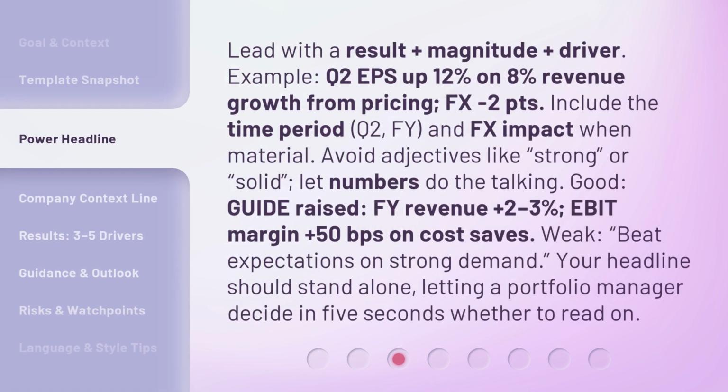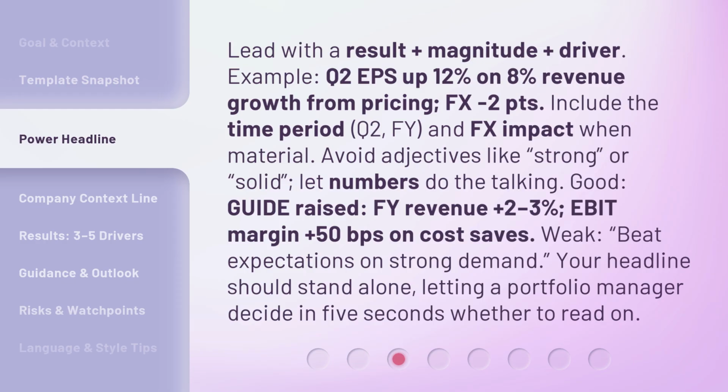Lead with a result plus magnitude plus driver. Example: Q2 EPS up 12% on 8% revenue growth from pricing. FX -2 pts. Include the time period, Q2, FY, and FX impact when material. Avoid adjectives like strong or solid. Let numbers do the talking.